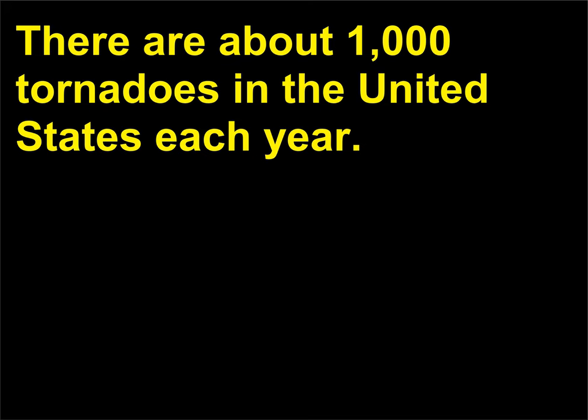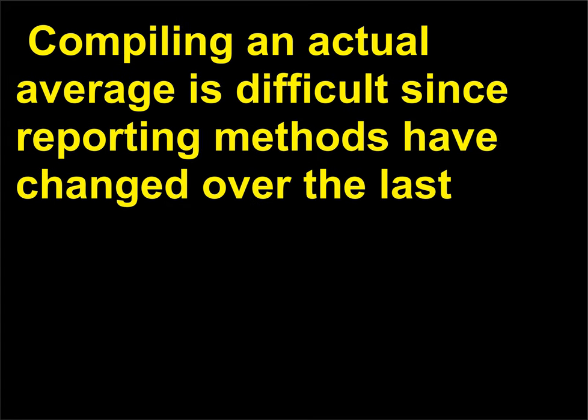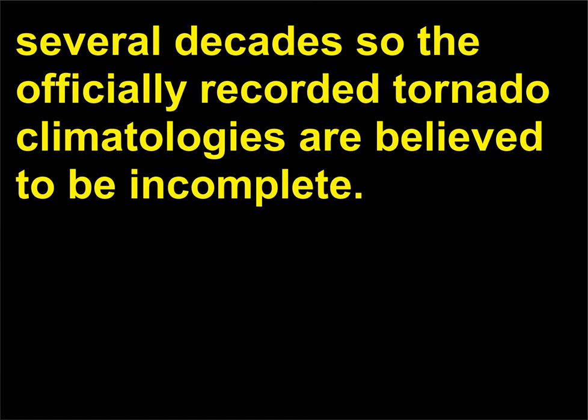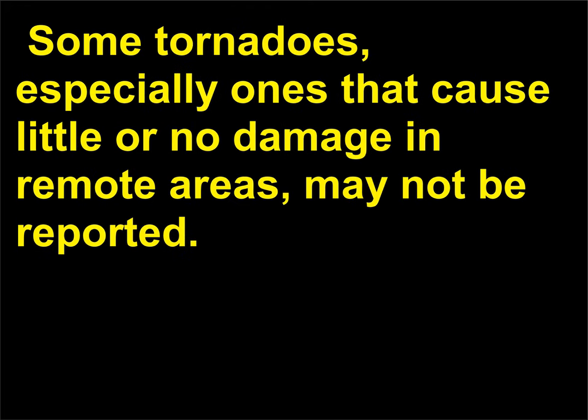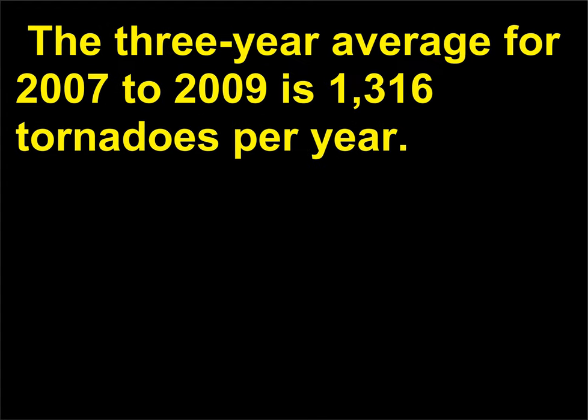There are about 1,000 tornadoes in the United States each year. Compiling an actual average is difficult since reporting methods have changed over the last several decades, so the officially recorded tornado climatologies are believed to be incomplete. Some tornadoes, especially ones that cause little or no damage in remote areas, may not be reported. The 3-year average for 2007 to 2009 is 1,316 tornadoes per year.